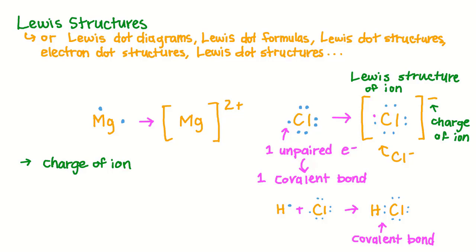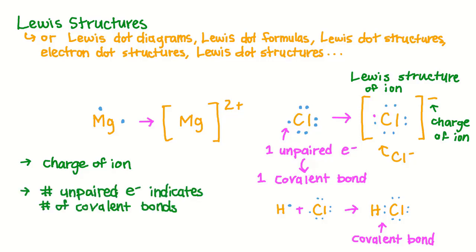It can tell us the charge of the ions that it's most likely to form by seeing how close the atom is to having a full outer shell. And the number of unpaired electrons in the Lewis structure indicates the number of covalent bonds that atom can form.